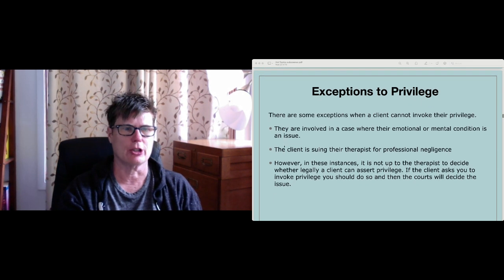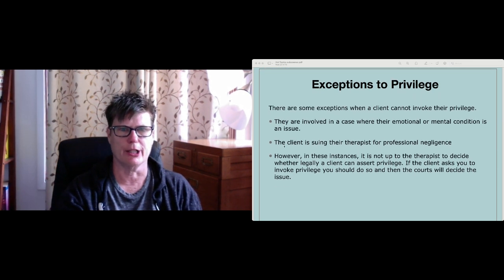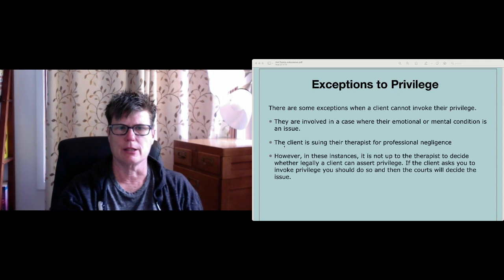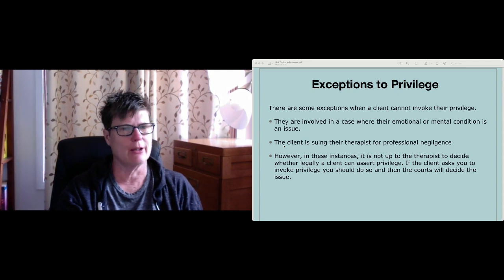And again, as I talked about before, these are the exceptions to privilege. And it's never up to us to decide whether they can assert it or not. If they tell you to assert it, you assert it, and the judge decides.